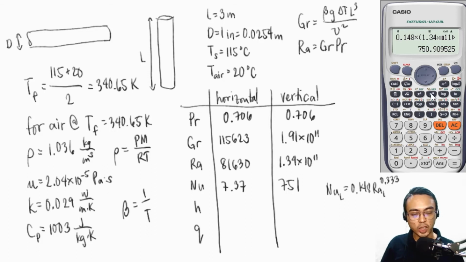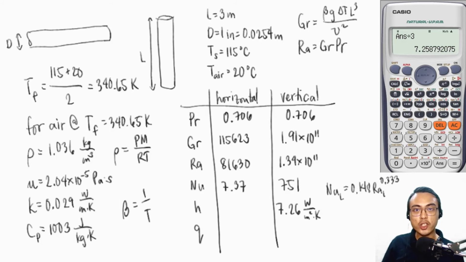Now that we have the Nusselt number, we can now solve for the heat transfer coefficient h. For the vertical cylinder, the Nusselt number is equal to hL over k. Solving for h, we have Nusselt number multiplied by the thermal conductivity, 0.029, divided by the length, that is 3 meters. Our heat transfer coefficient, 7.26 watts per square meter per Kelvin. For the horizontal cylinder, our Nusselt number is equal to hD over k. So solving for h, we have the Nusselt number, 7.37, multiplied by the thermal conductivity, 0.029, divided by the diameter, 0.0254. Our heat transfer coefficient, 8.41 watts per square meter per Kelvin.